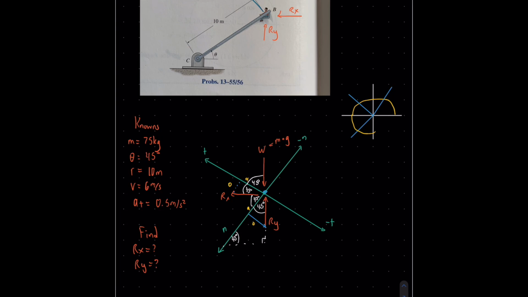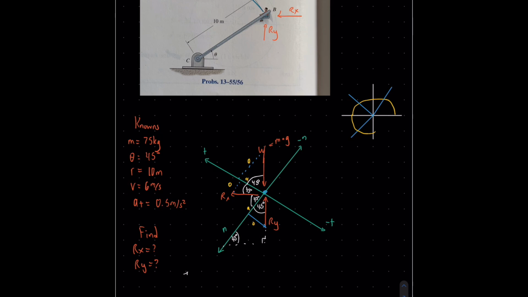Alright, so the angle is going to be opposite, and this angle is going to be adjacent to it. And as for my weight, here I did the exact same thing. Here is the opposite. Okay, so now I've established my opposite and my adjacent sides. So now I can sum for the forces in the tangential direction.